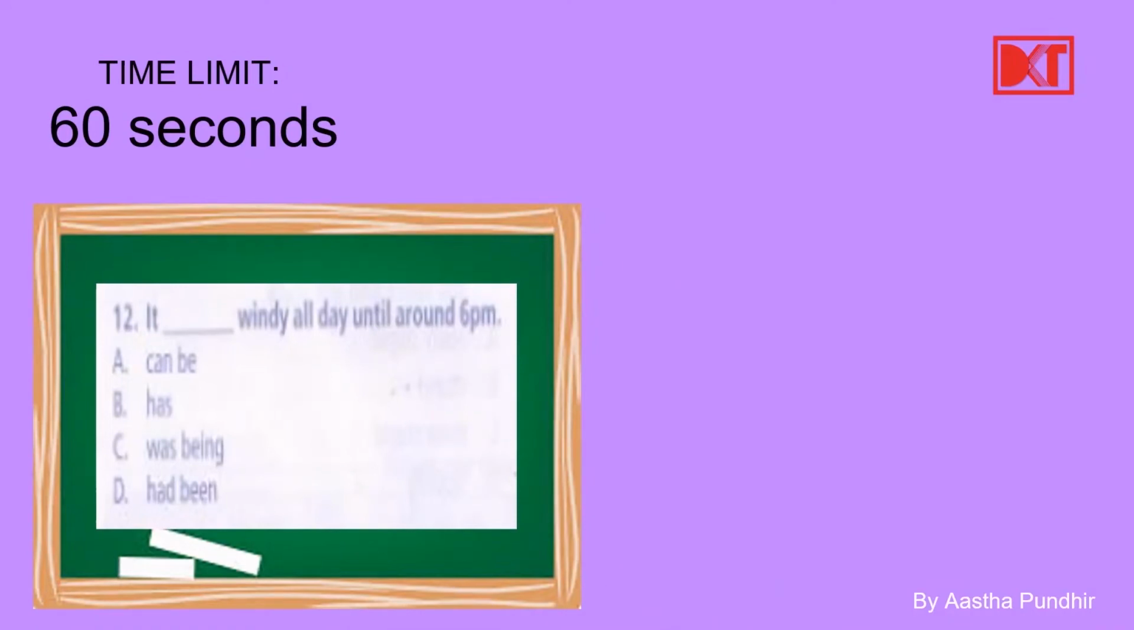Here, it dash windy all day until around 6 p.m. Can be windy, has windy, was being windy, or it had been windy. The correct answer is D. Past perfect. It had been windy all day until around 6 p.m. Okay.